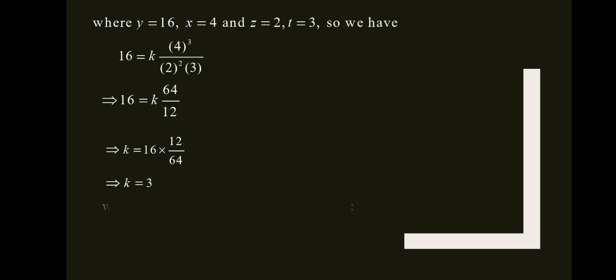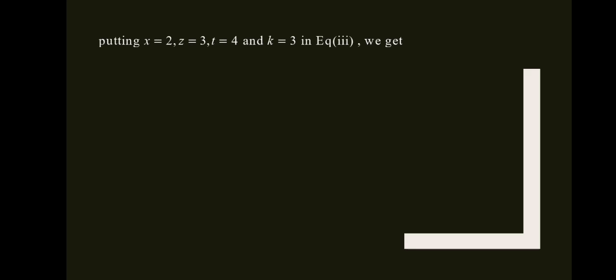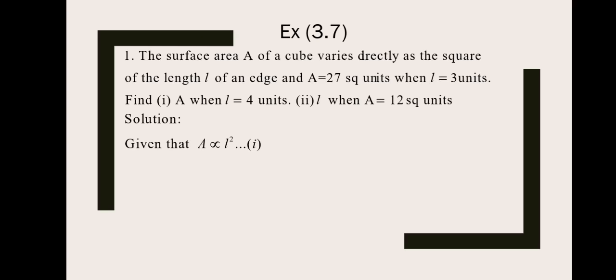We will just use its value to find out y when x is equal to 2, z is equal to 3 and t is equal to 4. For this, putting x is equal to 2, z is equal to 3, t is equal to 4 and k is equal to 3 in equation number 3, we just get y is equal to 3 into 2 cube by 3 square into 4, which will give us y is equal to 2 by 3. So the value of y here is 2 by 3.